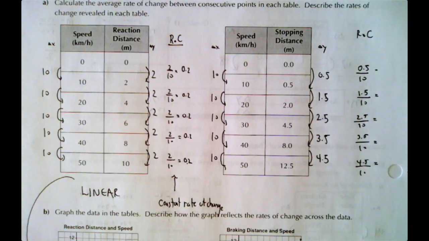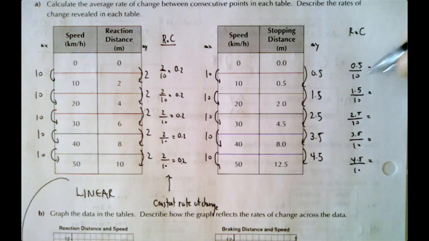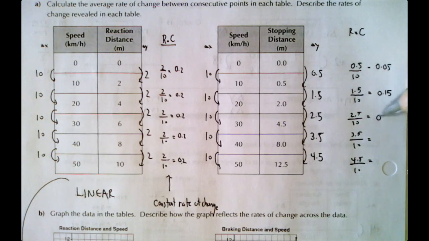And if we use a calculator, we can figure out what those are, or we can just move the decimal one place because we're dividing by 10. So 0.05, 0.15, 0.25, 0.35, and 0.45. Look at our rates. Our rates start at 0.05 and they go up, and then up, and then up, and then up.